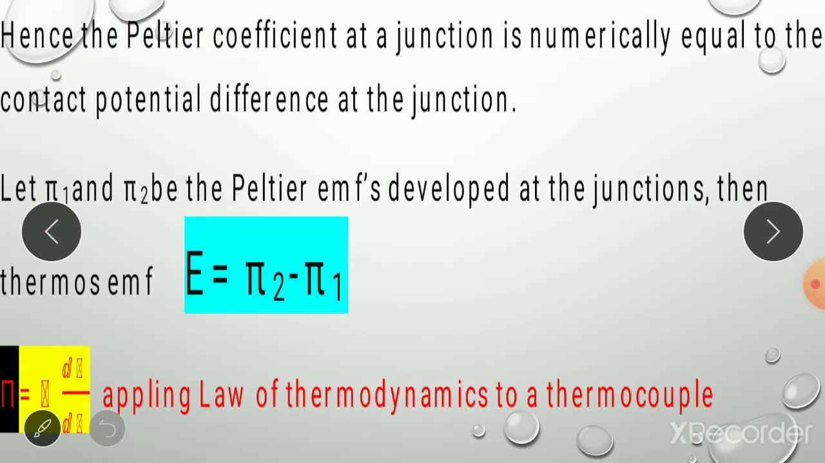In the next slide, we conclude that the Peltier coefficient at a junction is numerically equal to the contact potential difference at the junction. Now let pi 1 and pi 2 be the Peltier EMFs developed at the junctions. Then the total thermo EMF, capital E, equals pi 2 minus pi 1, where pi 2 is the EMF at junction 2 and pi 1 is the EMF at junction 1.